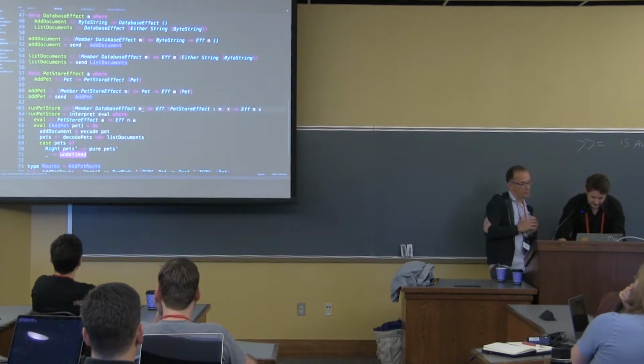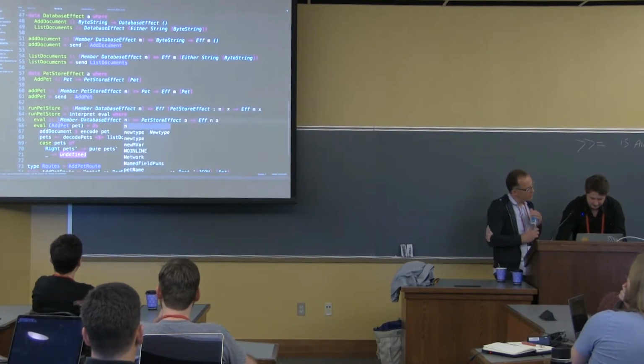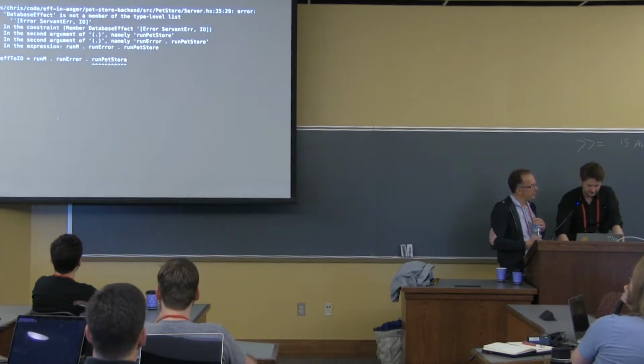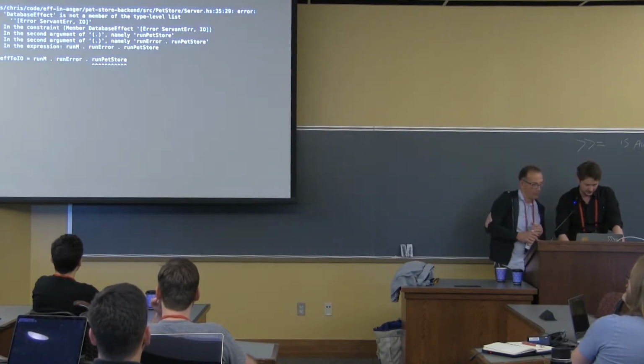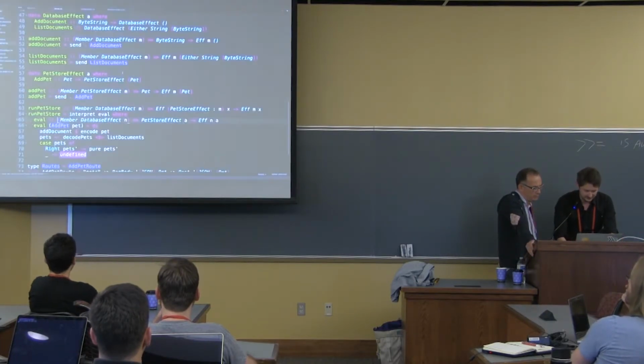You're right. You know what? We might want to use those extensions like scoped type variables and rank N types. It will save us some typing here. Yes, at the expense of a long list of extensions. So let's see. Database effect is not a member of the type level list errors, servant error and IO in run pet store. Oh, sure, because we don't have a handler for the database effect yet. Okay. So we'll need to write one.